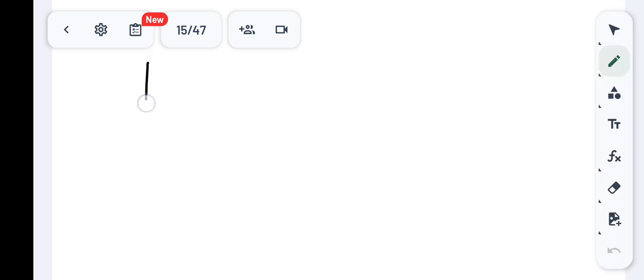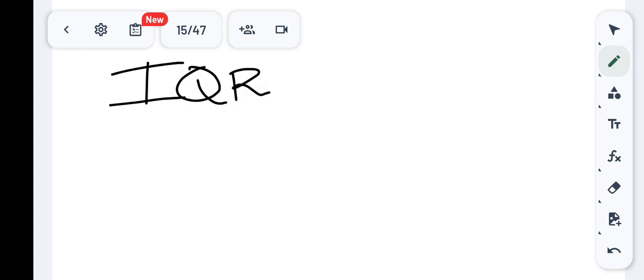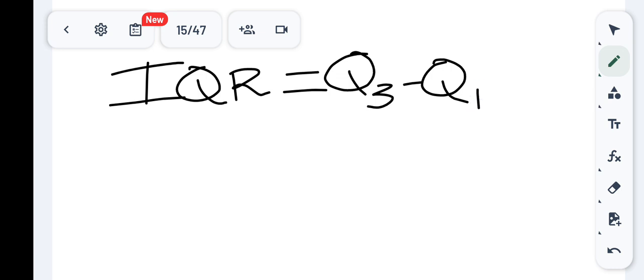And let's talk about what we call the interquartile range. The fact that it's a range means this is maximum minus minimum, but we are talking about interquartiles. Remember, we have upper quartile, which is denoted by Q3, and we have lower quartile, which is denoted by Q1. So how are we going to calculate interquartile range? That is upper quartile minus lower quartile. Think about it.